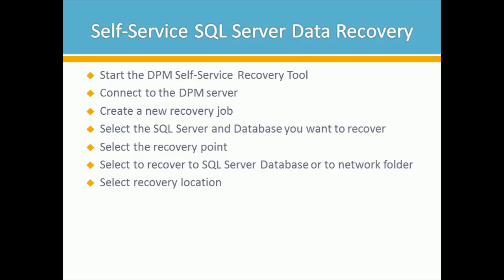Now, as far as the self-service part of this for data recovery, pretty much all you have to do is start the DPM self-service recovery tool. When you use that tool, it's going to ask you to connect to the DPM server. And what you'll do is start off by creating a new recovery job. From there, of course, you're going to have to choose what SQL Server and database from the backups you want to recover. Choose to what point you want to do the recovery. And then you'll select to recover the SQL Server database, as I said, to that location or a network folder or any of the places we just talked about, which is the final part, which is the recovery location. And then you're ready to start the recovery wizard.